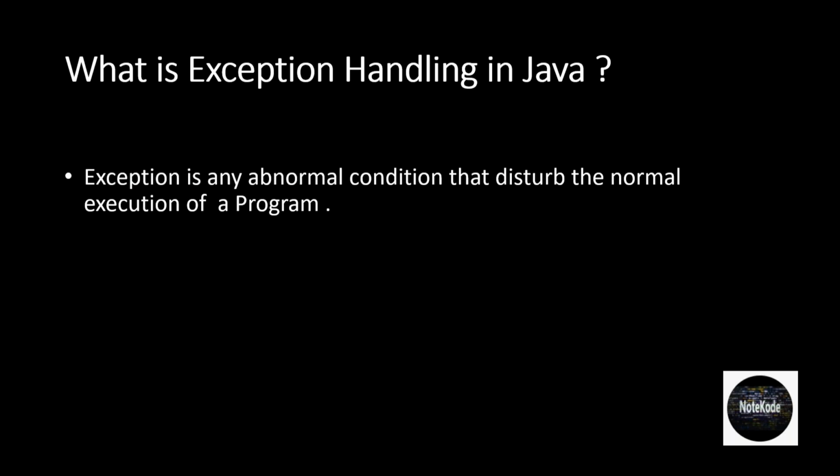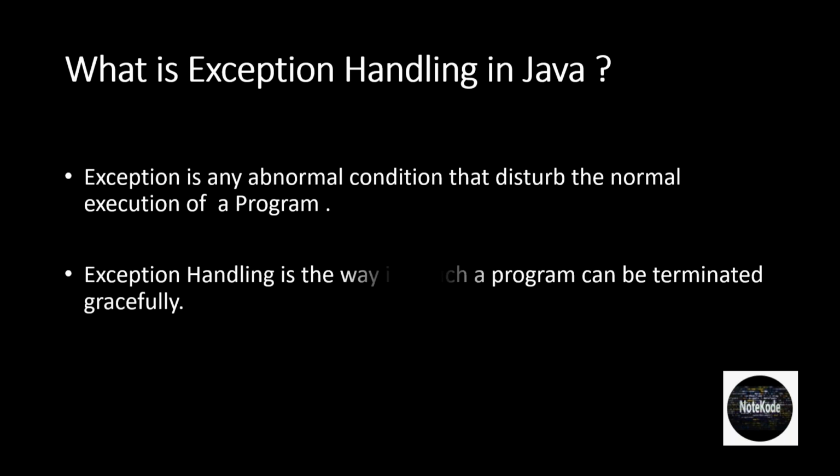An exception is any abnormal condition that disturbs the normal execution of a program. Suppose a program is executing normally and suddenly there is a piece of code that leads to the sudden termination of that program. You can say an exception has been encountered. In that condition, we need to handle that exception so that the program can terminate gracefully. For that, exception handling is introduced. Exception handling is the way in which a program can be terminated gracefully.